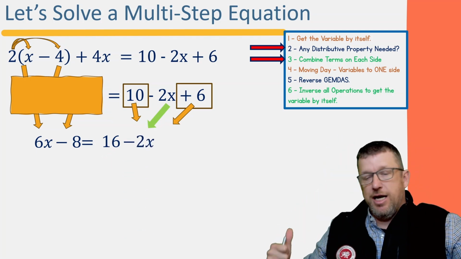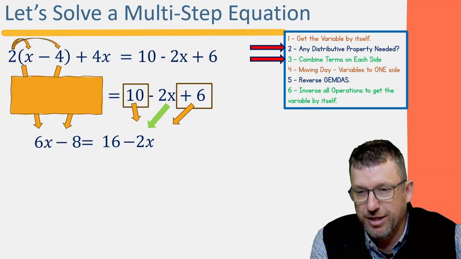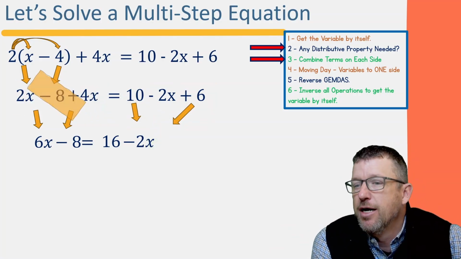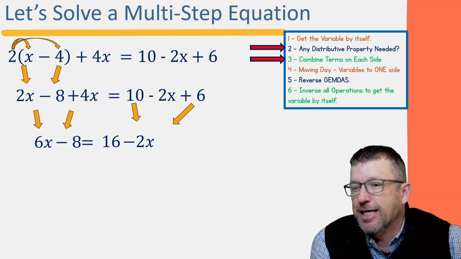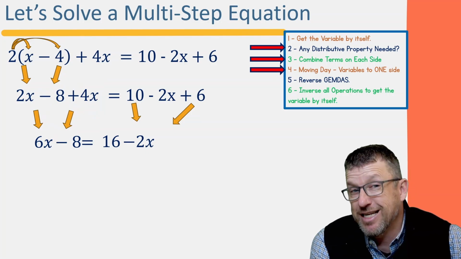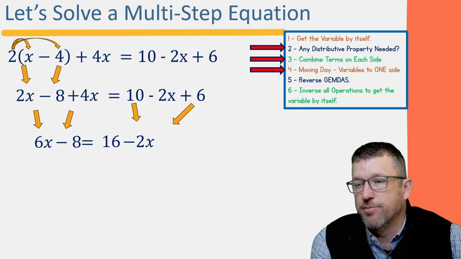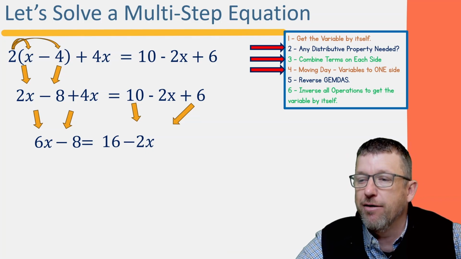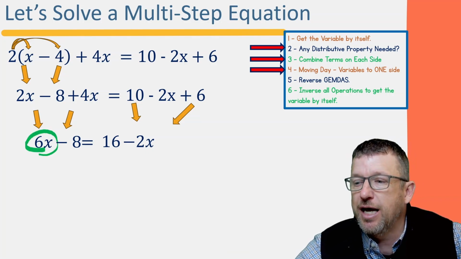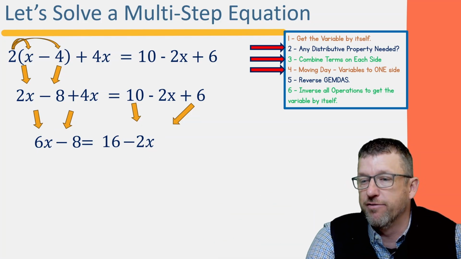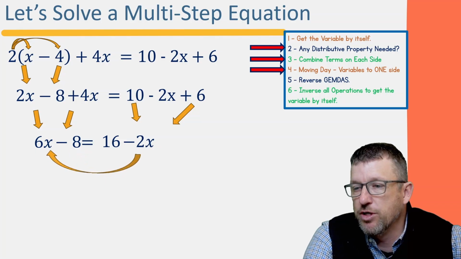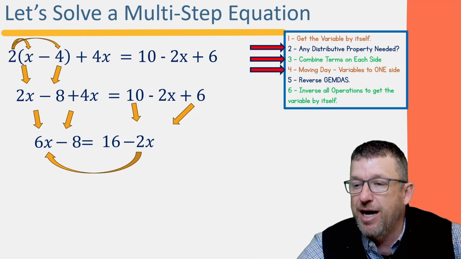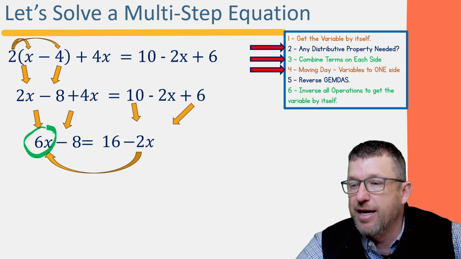All right, you have distributed and you have combined. Now we can move on to the next step, which is what? Moving day. All right, so let's get into moving day. What does that mean? That means get all the variables on one side. And you can tell right now, I have 6x's on this side and I have negative 2x's on this side. And moving day says, let's move one of them. All right, and you can move whichever one you want to. I'm going to move, I got a positive 6 over here, and I got a negative 2x over here.